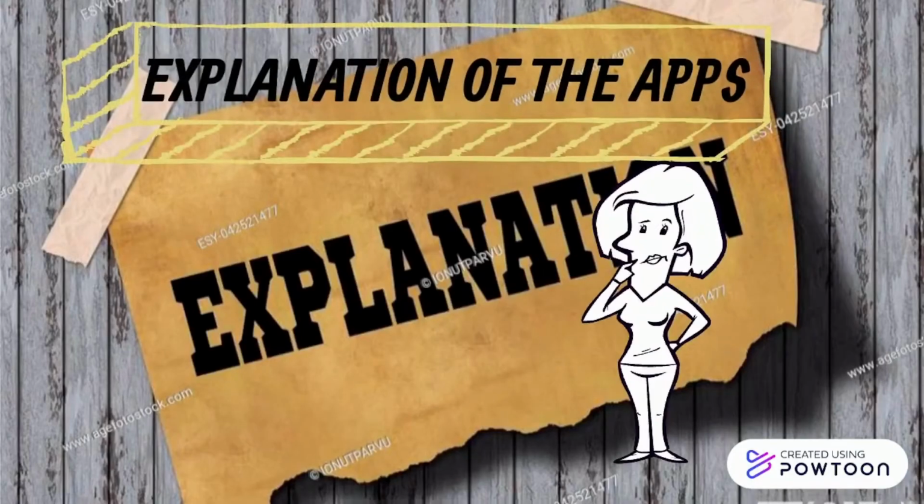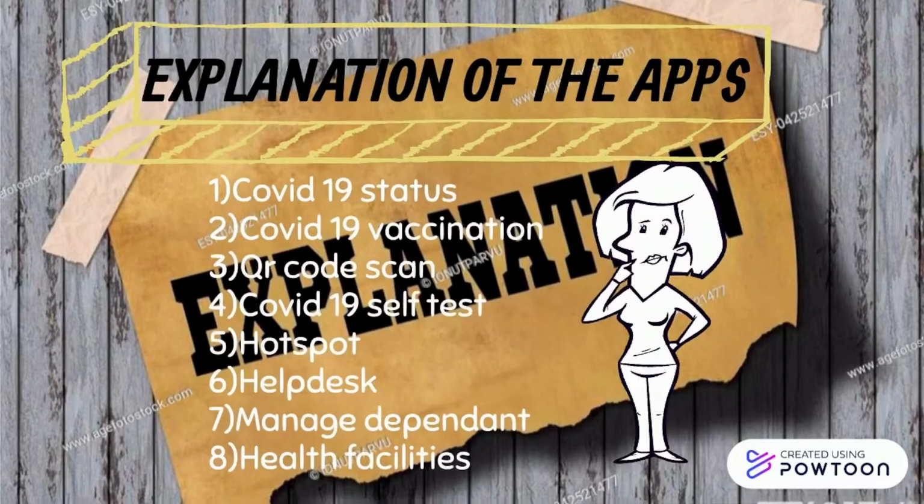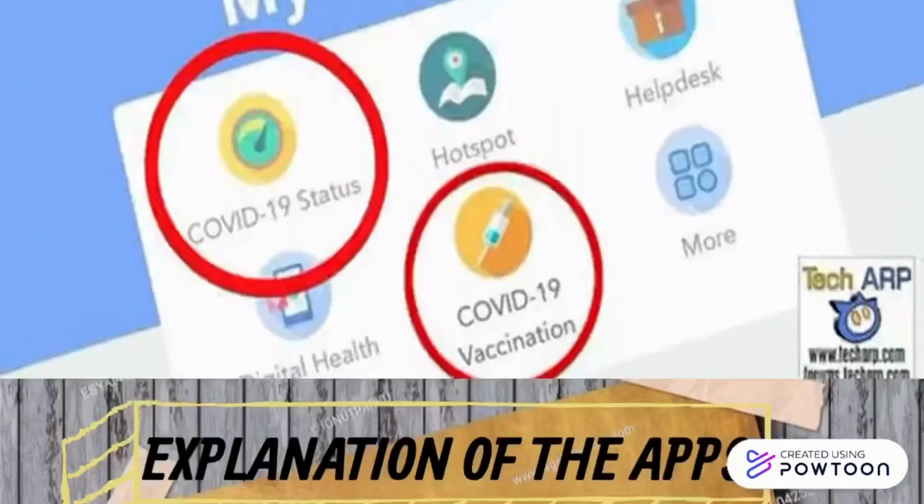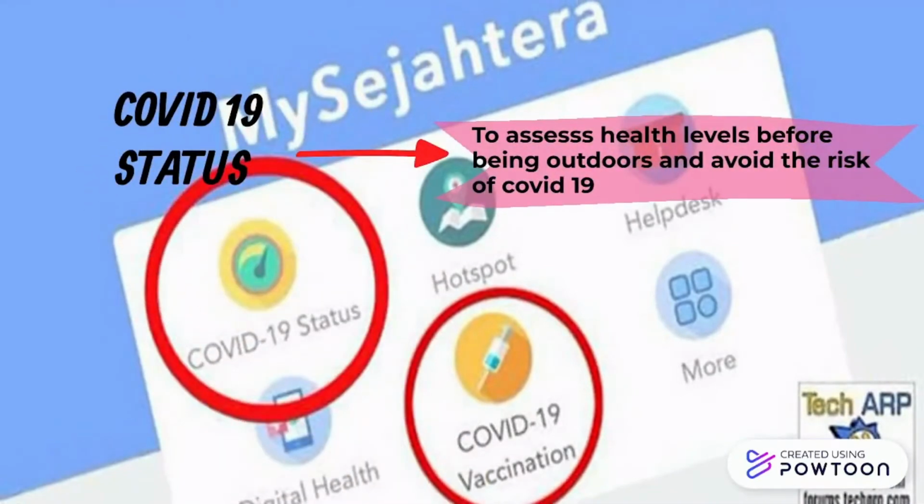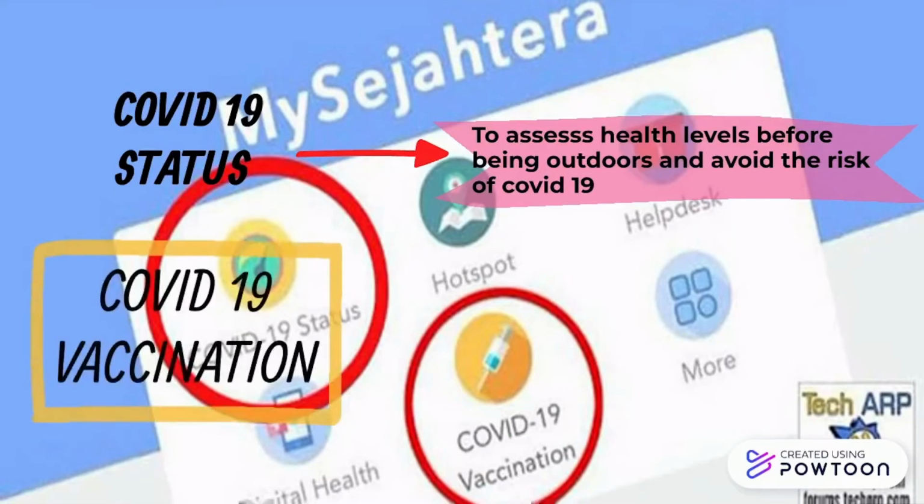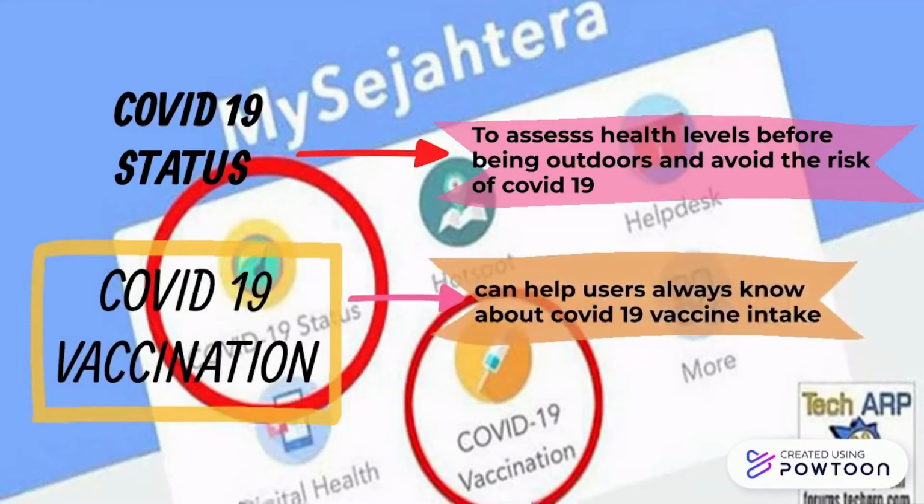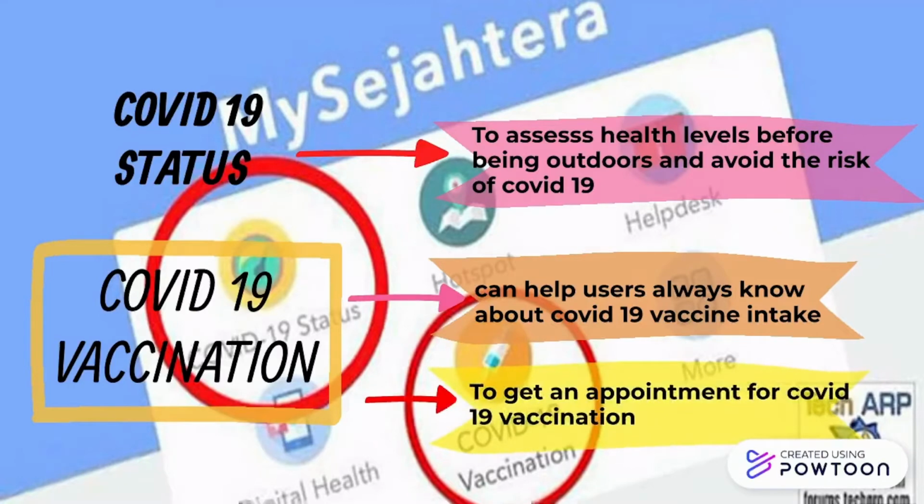In the Mysejahtera application, there are 8 functions that users need to know when using it. Examples are COVID-19 status, COVID-19 vaccination, QR code scan, COVID-19 self-test, hotspot, help desk, manage dependent, and also health facilities. The function of COVID-19 status is that it is easier to assess health level before being outdoors and avoid the risk of COVID-19. For COVID-19 vaccination, it helps users always know about their COVID-19 vaccine intake. And importantly, it lets users get an appointment for COVID-19 vaccination.